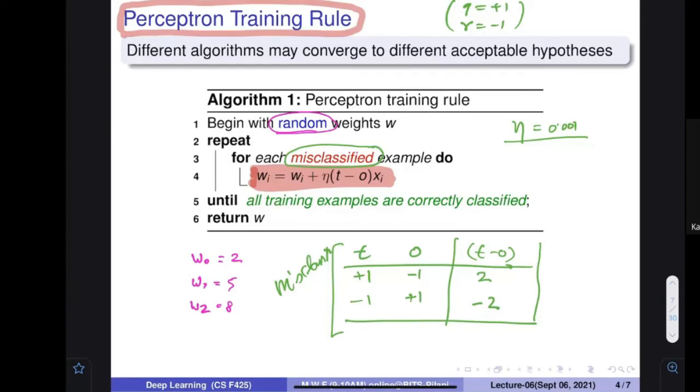Target minus output, this particular quantity, is positive when actually the item is positive. This is negative when actually the item is negative. Make sense? This quantity is positive when actually the item is positive. This quantity is negative when actually the item is negative. In this expression, you only have to focus on this particular part because all other things are positive.